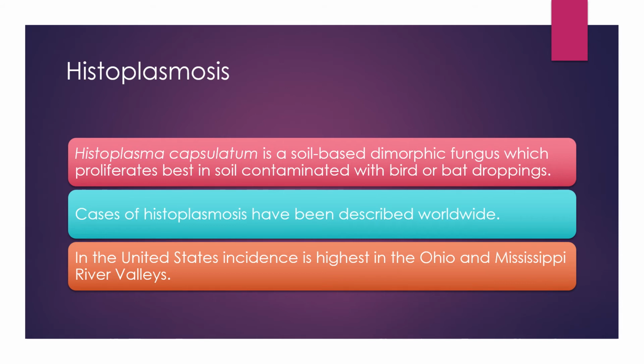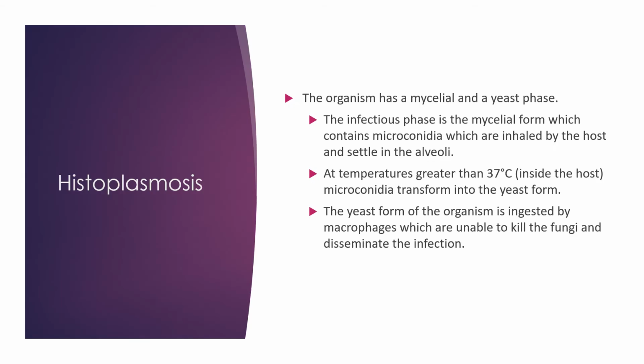The organism has a mycelial and yeast phase, and the infectious phase is the mycelial form, which contains microconidia. These are inhaled by the host and settle in the alveoli, and at temperatures greater than 37 degrees Celsius, for example, inside the host, microconidia transform into the yeast form, which are ingested by macrophages. The macrophages are unable to kill the fungi, and the macrophages help disseminate the infection.